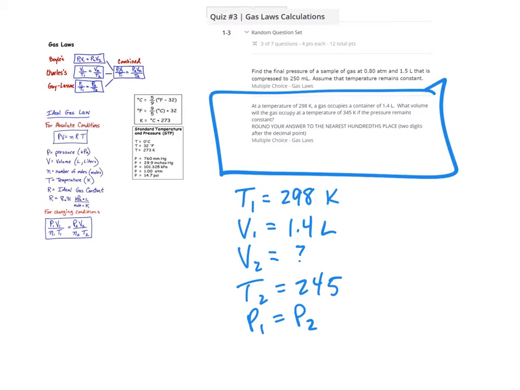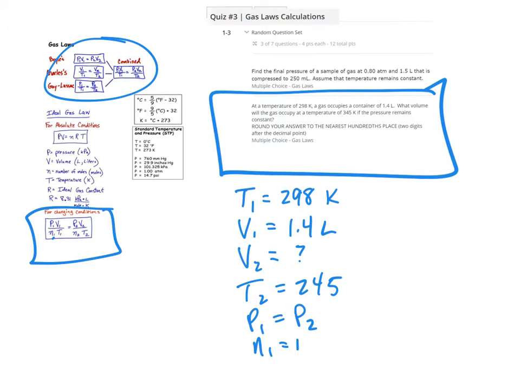And that's all they say. Now, which of these do we use? Let's look at this one right here. Since P1 and P2 are the same, I'm just going to cross them out. V1 and V2 are not the same, T1 and T2 are not the same, but what about N1 and N2? They did not say anything about the moles changing. So even though they didn't say it, I'm going to say that N1 equals N2, and I can cross out the N's. I can cross out the P's.